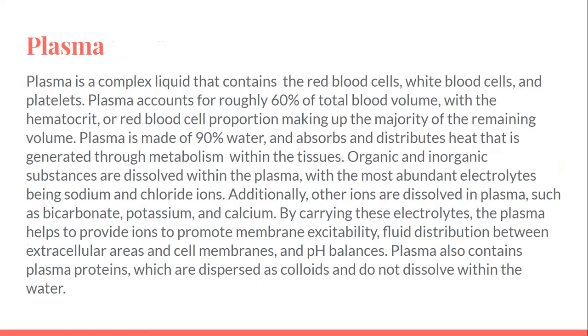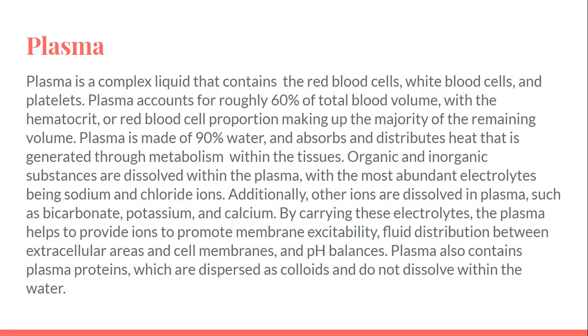Plasma is a complex liquid that contains the red blood cells, white blood cells, and platelets within it. Plasma accounts for about 60% of the total blood volume, while the red blood cell proportion makes up the majority of the remaining volume. So plasma is about 90% water and absorbs and distributes heat that is generated through metabolism within the tissues. This helps with homeostasis. Organic and inorganic substances are dissolved within the plasma.